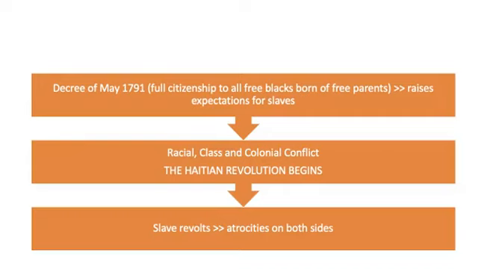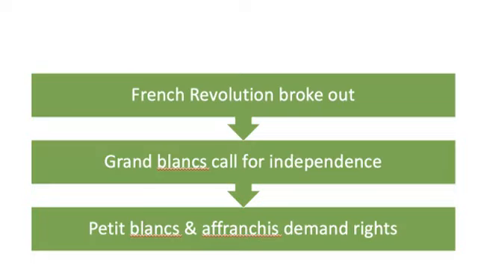In addition to that, you can see that a decree in May of 1791 granted full citizenship to all free blacks of free parents, and this raises the expectations of slaves. So in addition to having the Grands Blancs and Petits Blancs, you are also going to have the gens de couleur, which are free blacks who are living in Saint-Domingue.